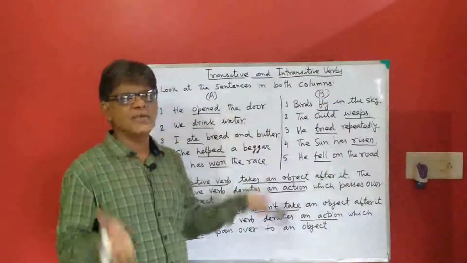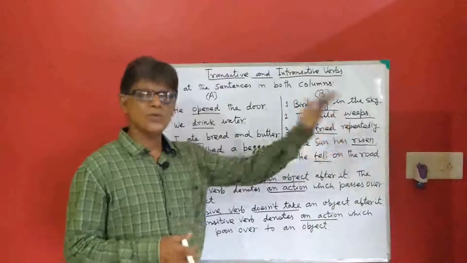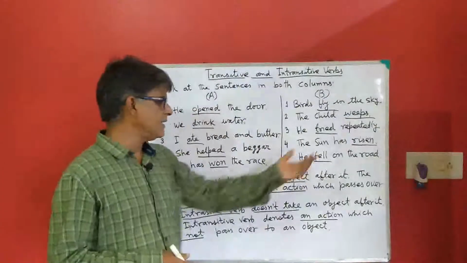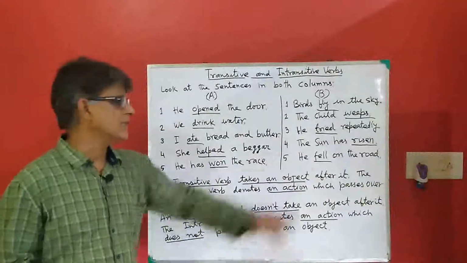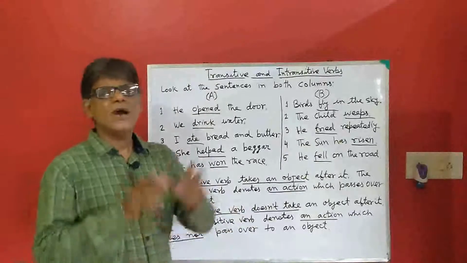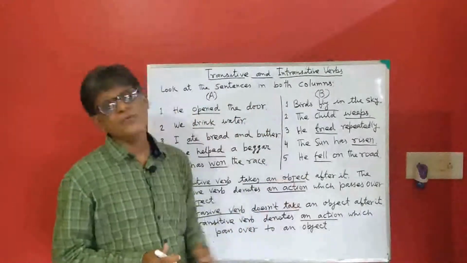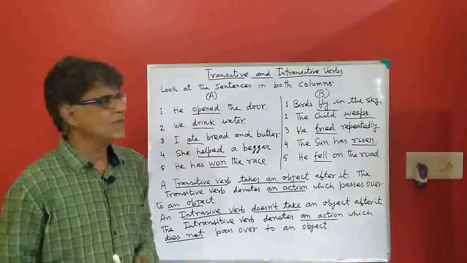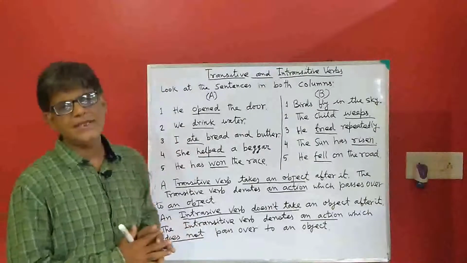The child weeps. The child is subject, weeps is verb, there is no object. Similarly, the sun is subject, risen is verb, there is no object. So without an object, the verb will be intransitive. So this is about transitive verb and intransitive verb.